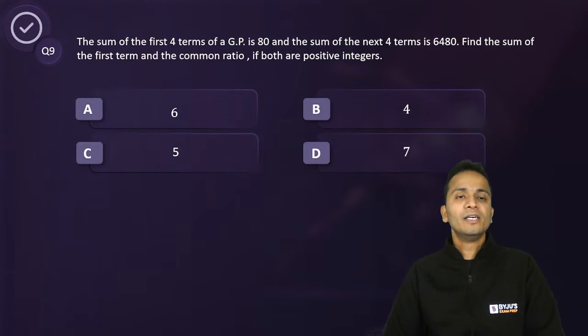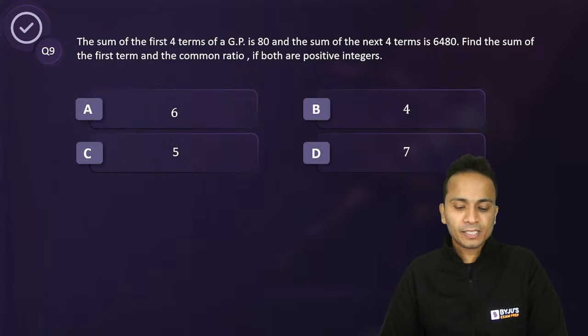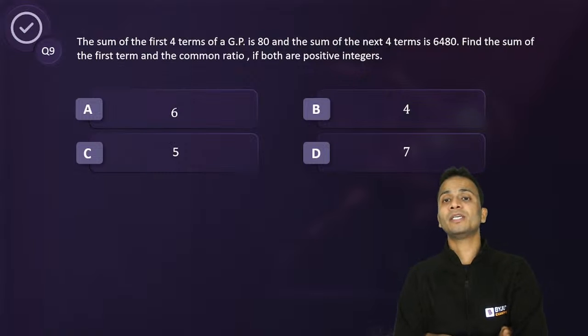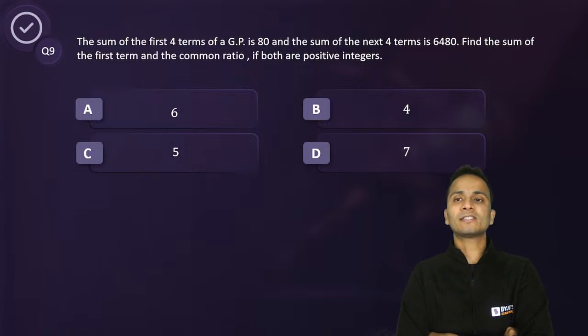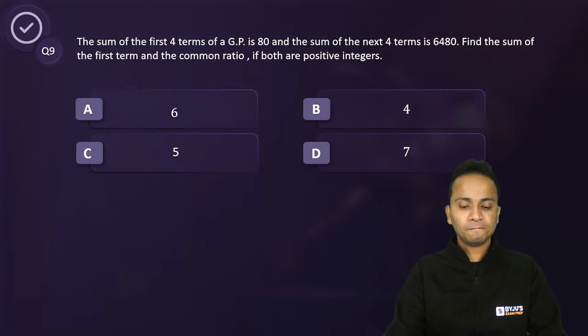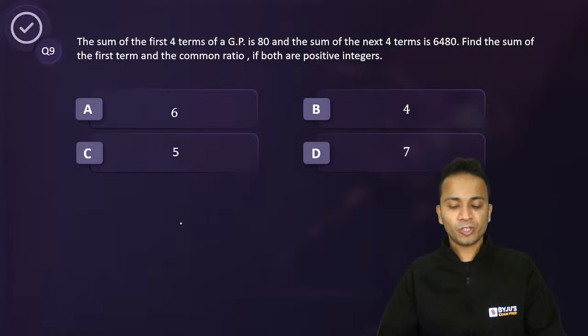Question number 9. The sum of first 4 terms of a GP is 80 and the sum of next 4 terms is 6480. Find the sum of the first term and the common ratio if both are given as positive integers. Quickly. It is a very simple question, a very straightforward question.